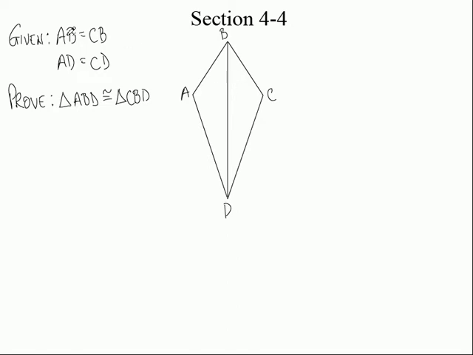So let's mark the stuff that's given. AB equals CB. So AB equals CB. Mark that. AD equals CD. There's AD, there's CD. Let's mark that. So that's what we've got so far just from the given.